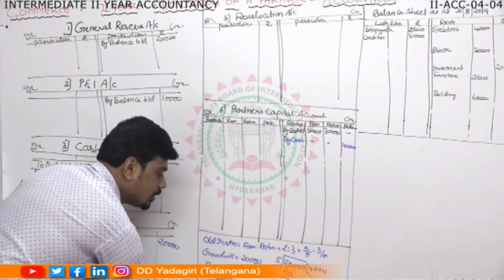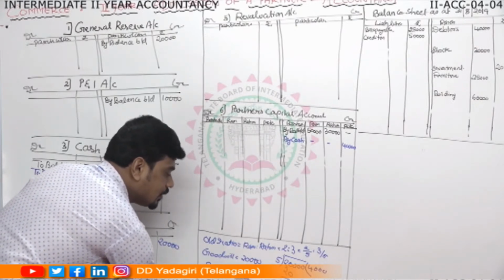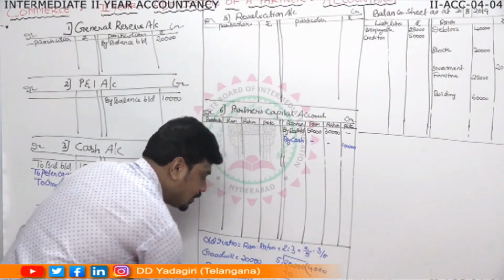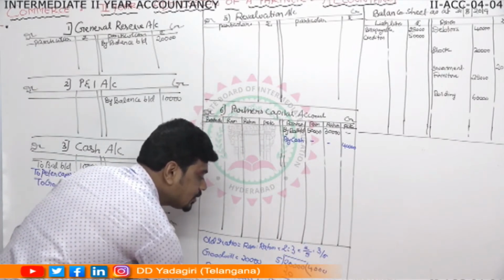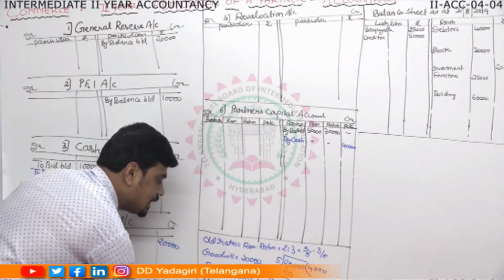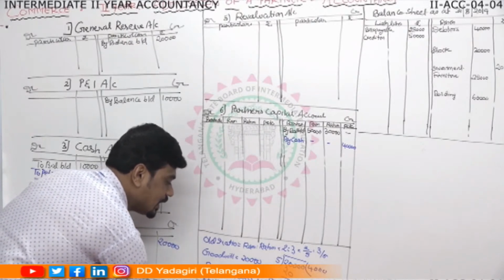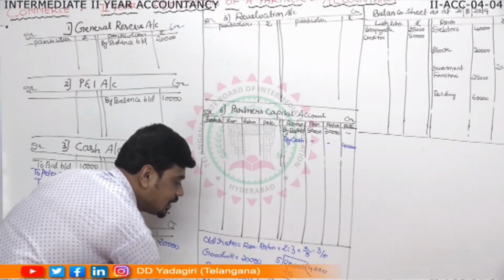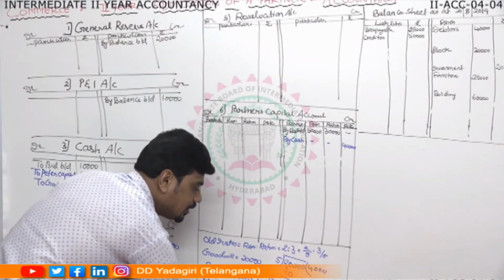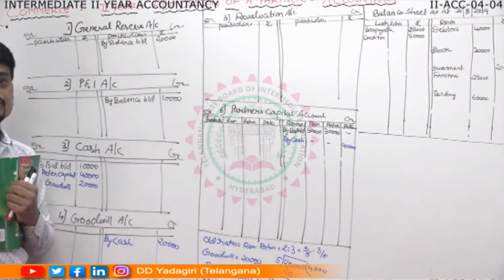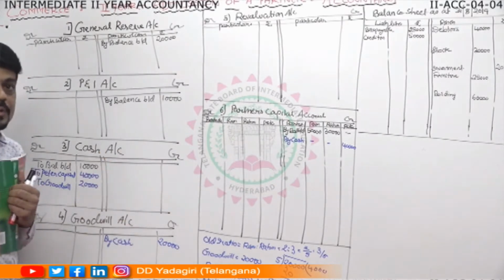So Ram, 4,000 into what is his share? 2. 8,000. Then Rahim's share is 4,000 into 3. 4 3s are 12,000. So goodwill is to be distributed.